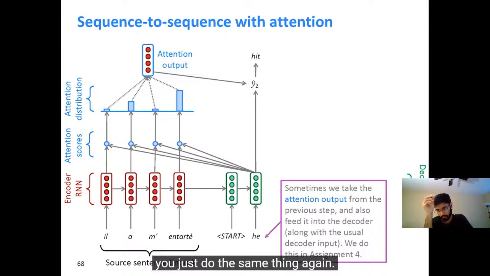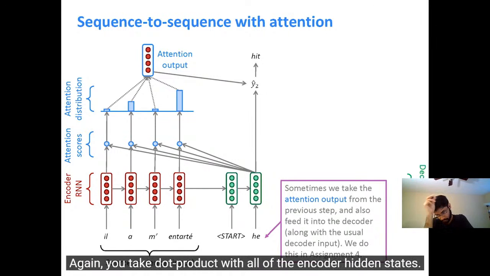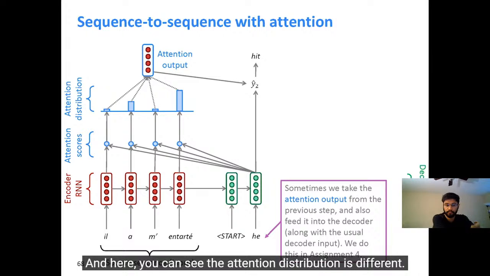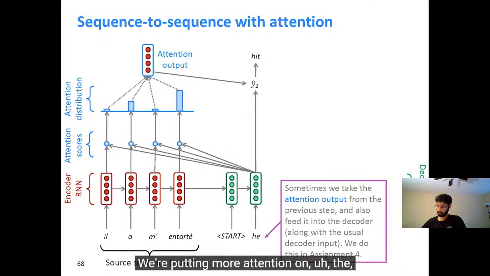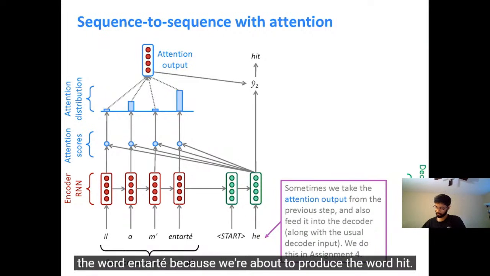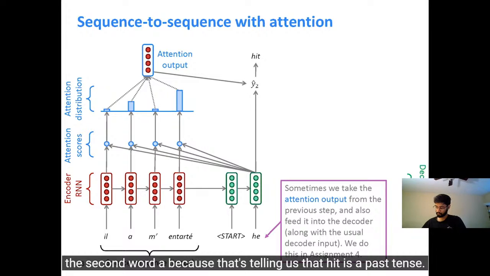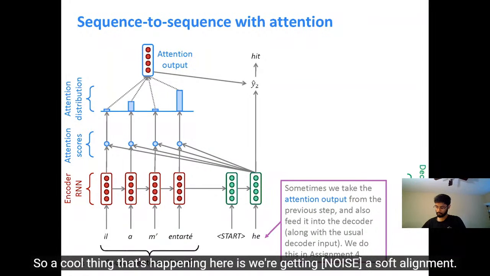So on the next step, you just do the same thing again. You've got your second decoder hidden state. Again, you take the dot product with all of the encoder hidden states. You take softmax over that to get the attention distribution. And here you can see the attention distribution is different. We're putting more attention on the word entarté because we're about to produce the word hit. But we're also attending a little bit to the second word a, because that's telling us that hit is past tense. So a cool thing that's happening here is we're getting soft alignment.